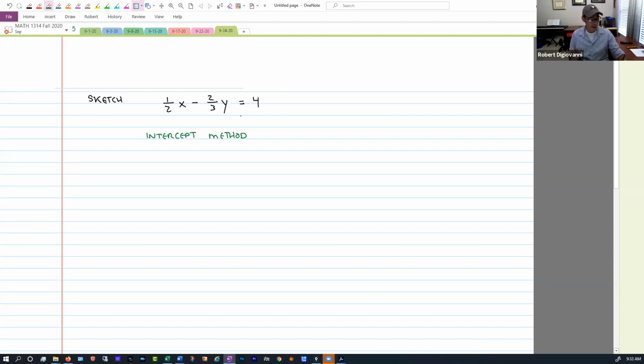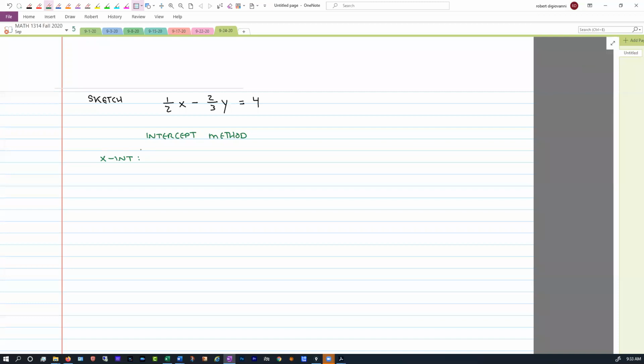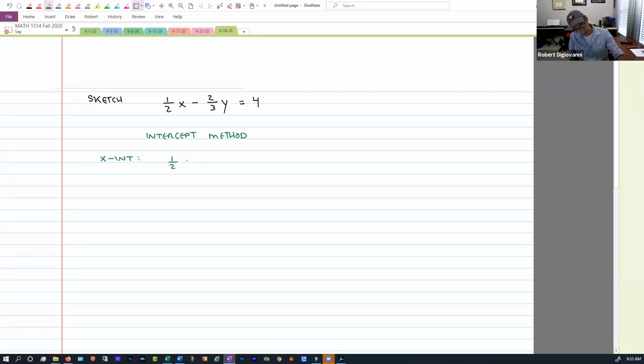The first point we're going to get is by finding the x-intercept. Who can tell me what we do to find the x-intercept? Set y equal to 0. Set y equal to 0, that's it. So we take the equation, 1/2 x minus 2/3 y equals 4, replace the y with 0, and solve for x. Our goal is to get this x by itself. The 2/3 times 0 goes away completely, and all we're left with is 1/2 x equals 4.